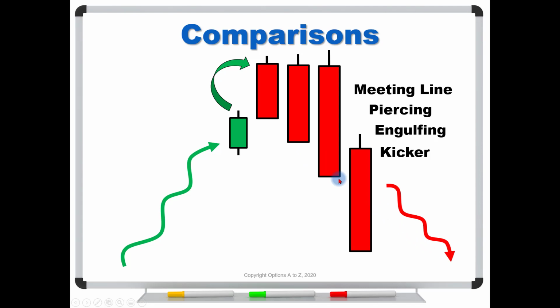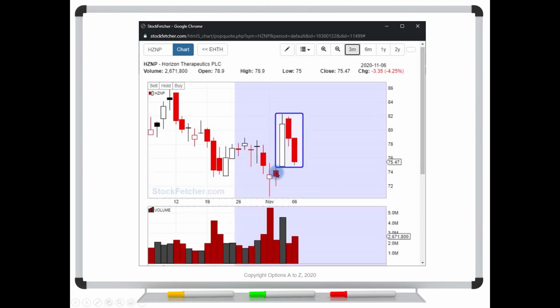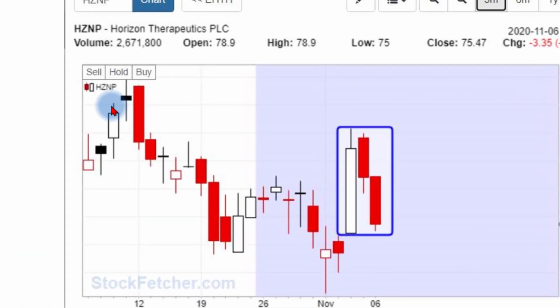So keeping these in mind, let's go take a look at this post. The first thing to notice is that we are in a downtrend here, and then we hit this red candle, and what happened the next day? This white candle right here. This is a kicker pattern.